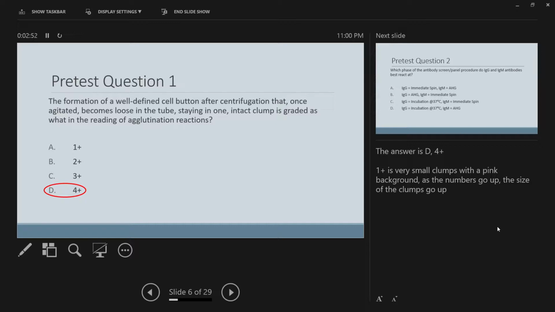And the answer is D, 4+. If you remember, 1+ is when there's very small clumps with a pink background. And a clever trick is, as the numbers go up, so do the size of the clumps.